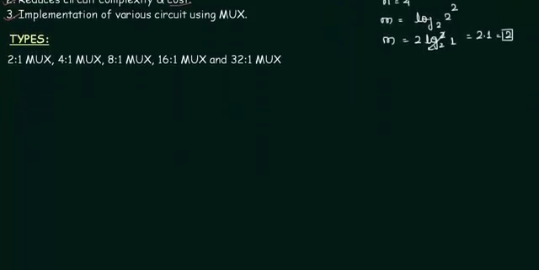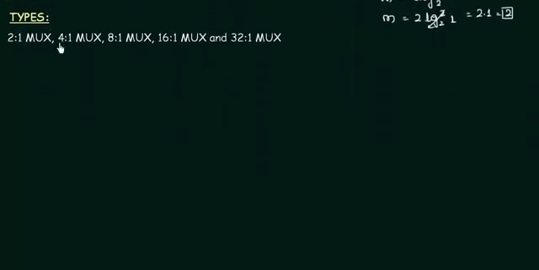Now the next thing that we have to do is the types. What are the different types of multiplexers that we have to cover in this particular subject? They are 2 raised to 1 MUX, 4 raised to 1, 8 raised to 1, 16 raised to 1, 32 raised to 1 MUX. You can see that the output is always 1. This 2 represents the number of input lines and this 1 represents the number of output lines. So the output is always 1, and I have already told you this at the beginning of this lecture.